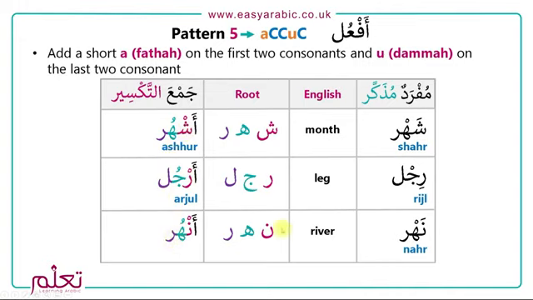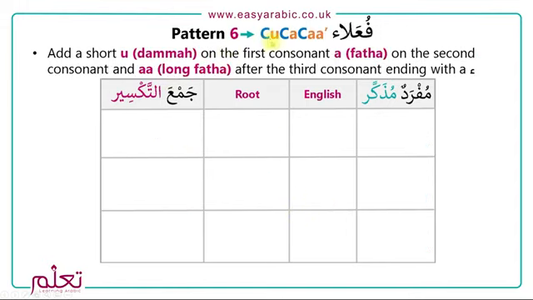Okay, next pattern number 6, we have a consonant, and then a damma, and then a consonant, and then a fatha, then a consonant, and then a fatha at the end, and then we have this apostrophe which indicates there should be a hamza at the end. So here fu'ala. The first example is alim.